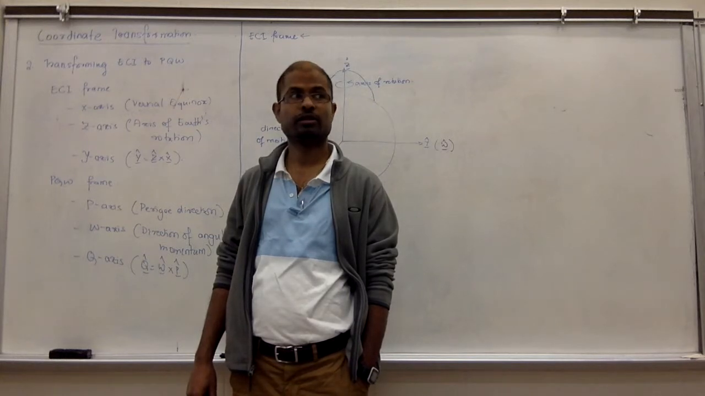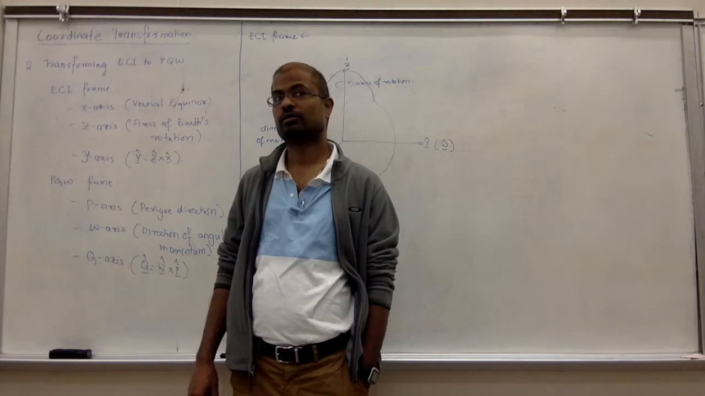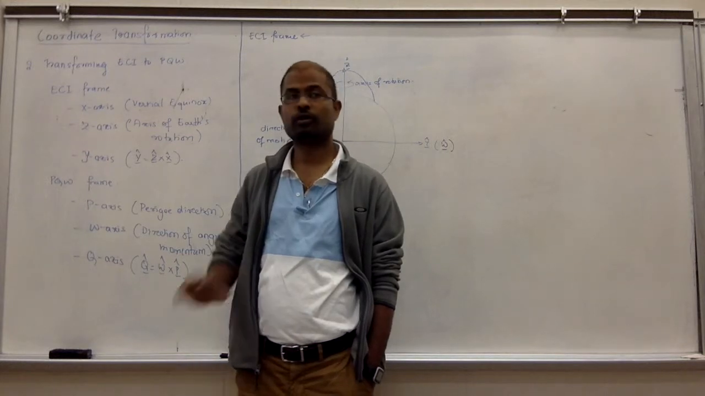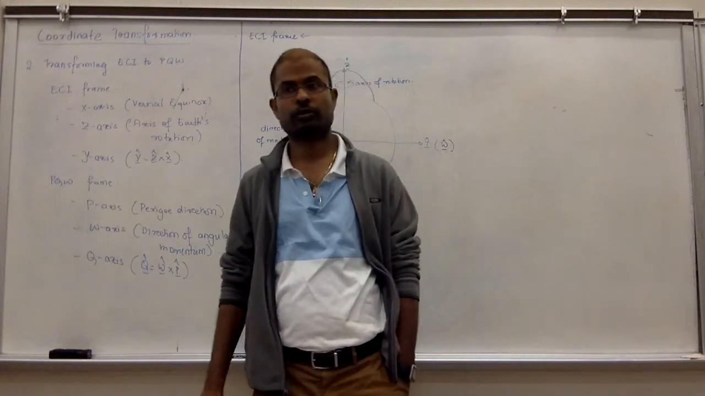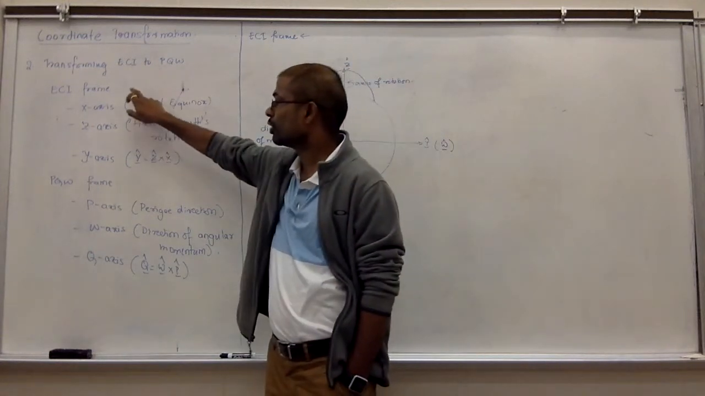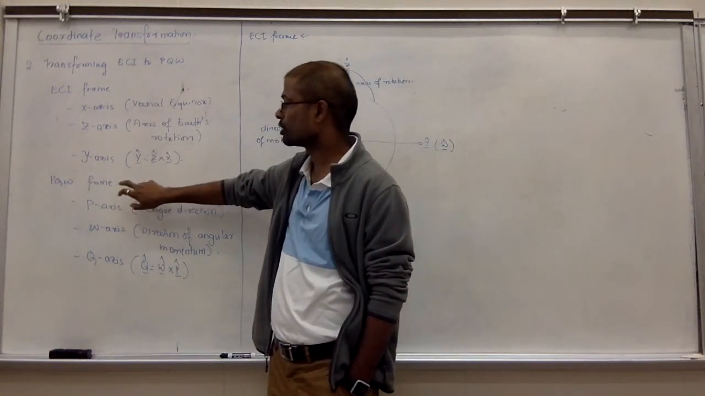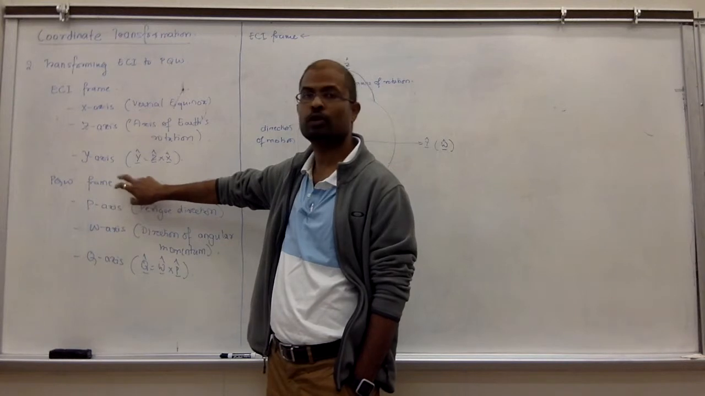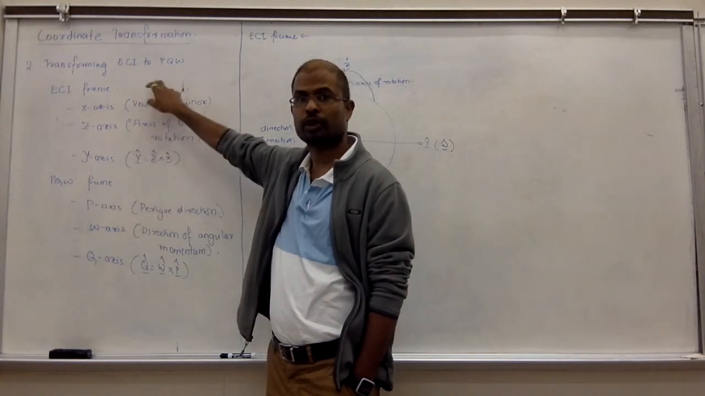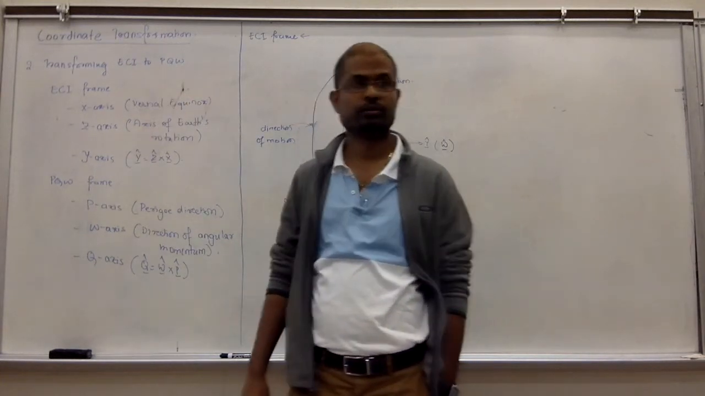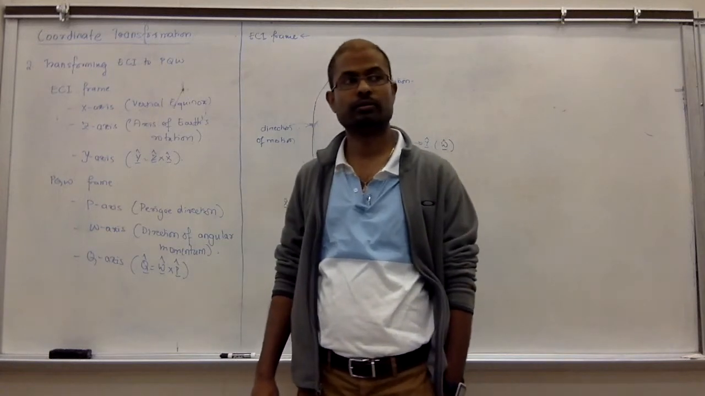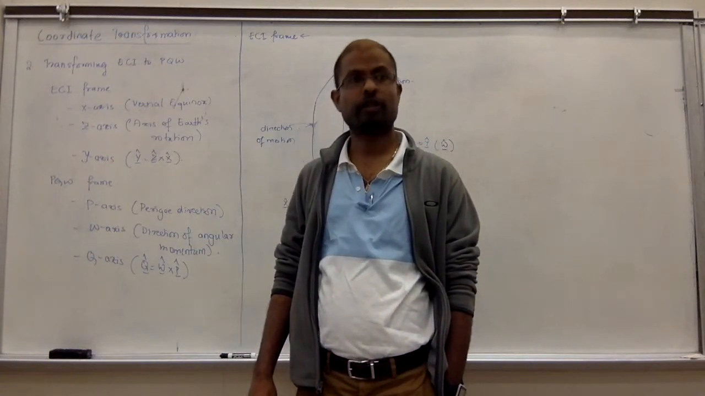Realize why? The inclination is cosine inverse of h_z, but don't worry about the inclination right now. Tell me what is the relative orientation of the geostationary PQW frame with respect to the ECI frame? You said 90 degrees about the Z axis.